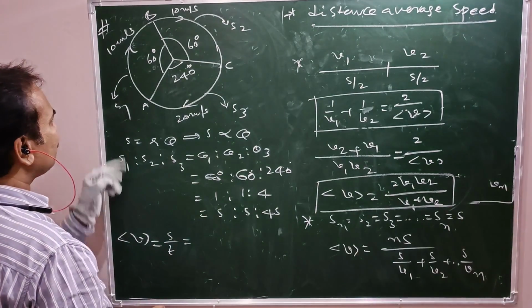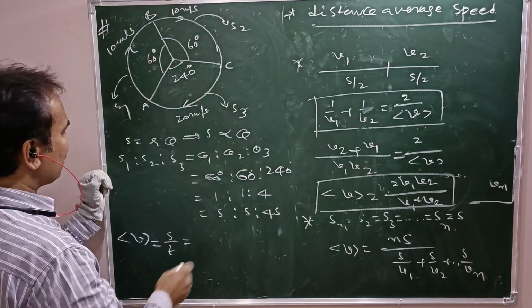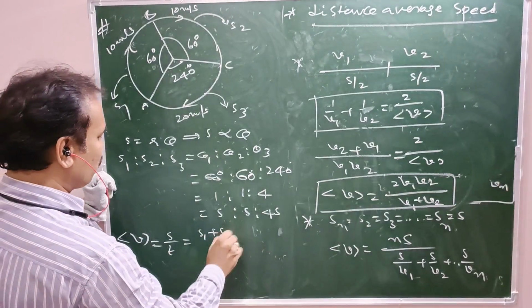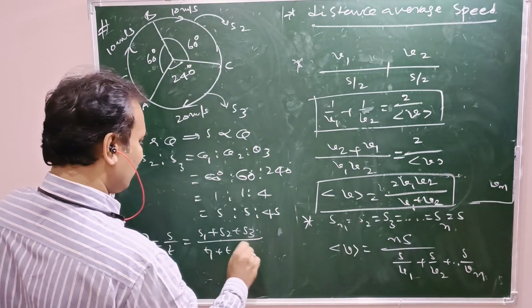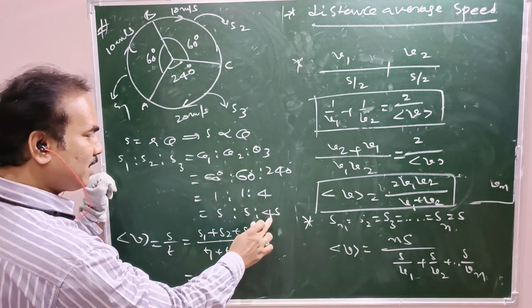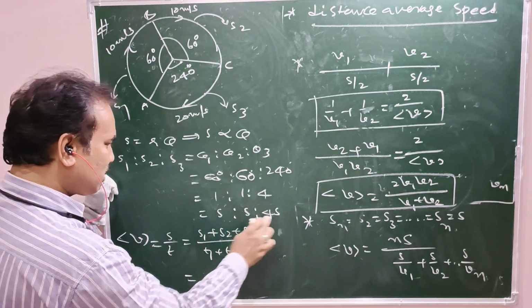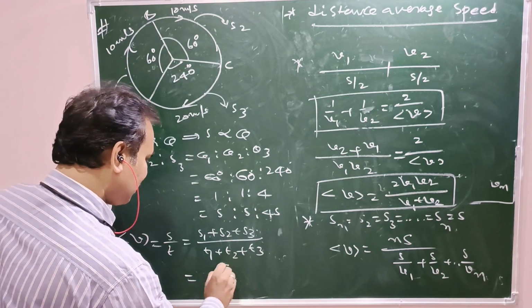That is total distance in the sense, what is the total distance? S1 plus S2 plus S3 by T1 plus T2 plus T3. That is, S1 is S, S2 also S, S3 is 4S. So S plus S plus 4S, that is 6S.